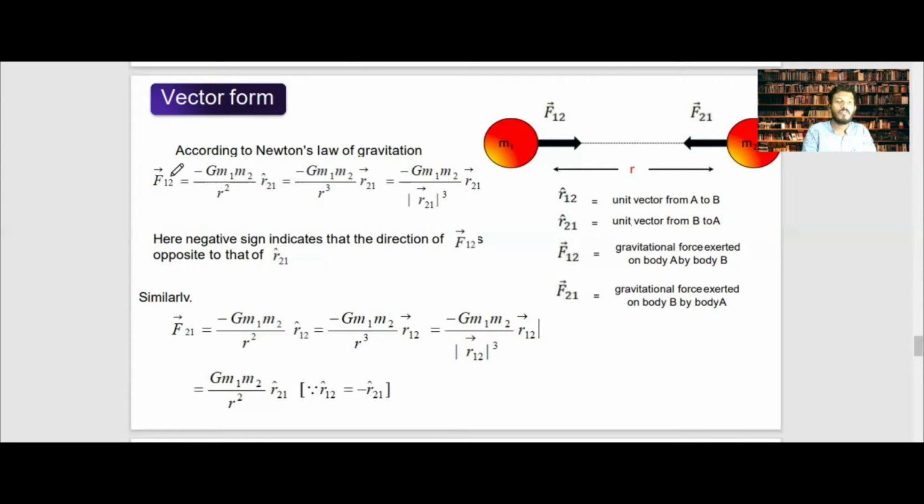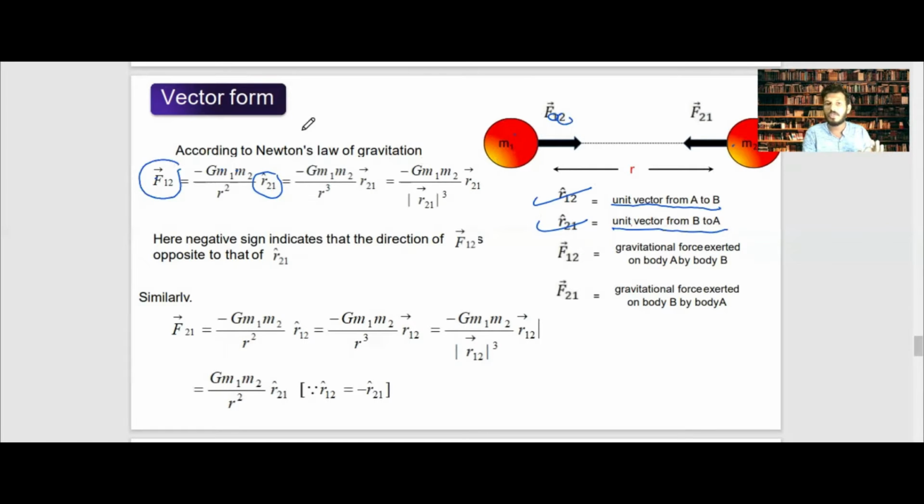Here, F12 is there. What is F12? Force on 1 due to 2. It is the force exerted by 2 on 1, m2 on m1, that is F12. The basic equation is G m1 m2 divided by r square, clear, but it is multiplied with a unit vector r21. What do you mean by r21? It is the unit vector from B to A.